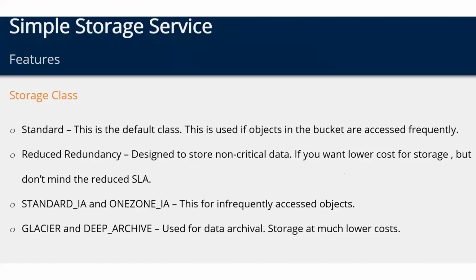Even though you lose it, you don't care. So depends on what kind of information we are handling, depends on whether you go for standard or reduced redundancy. And the fourth one's name is very interesting. See that name, Glacier or Deep Archive.